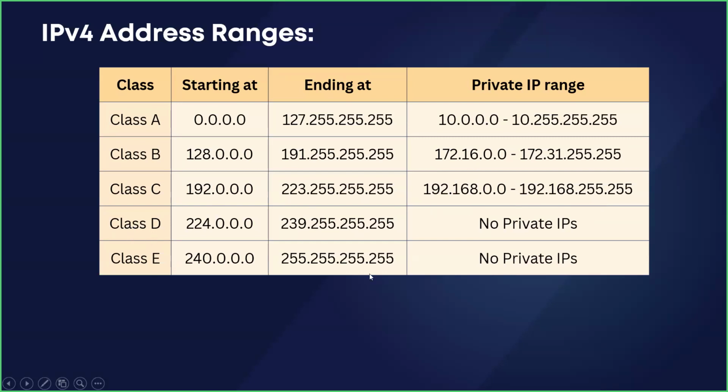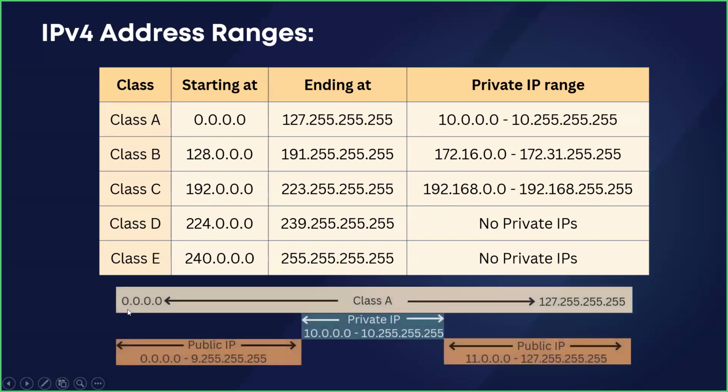And in Class D and Class E, you don't have any private IPs at all. All of them are public IPs itself. To elaborate on this, if this is still a bit unclear, if we take the example of Class A, it starts at the first IP 0.0.0.0 and goes up to 127.255.255.255. This is the entire Class A range. And in that entire Class A range, there's a small range of private IPs from 10.0.0.0 to 10.255.255.255. That's the private IP range.